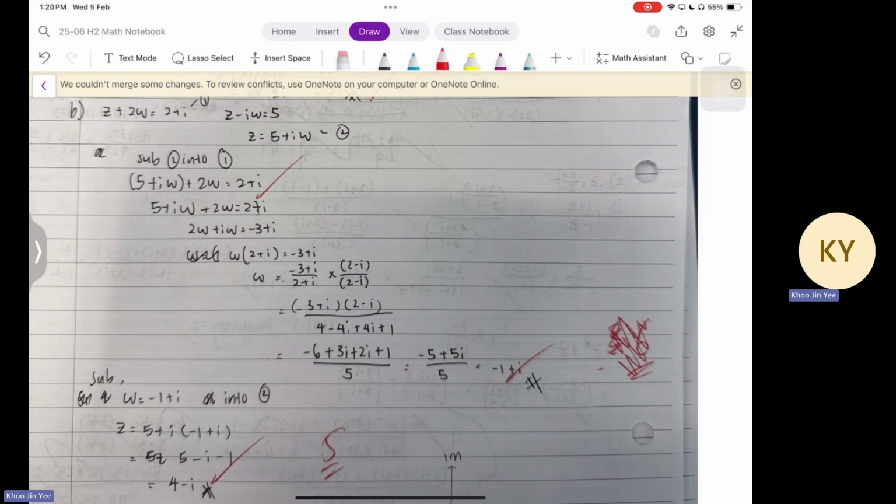Technically, you don't need to do all these steps. From here to here, you can use GC because they never say you cannot. I'm encouraging you to use GC because this is a waste of time. Just type the i, change mode to complex. After that, substitute w into this, then 4 minus i. After you find w, don't forget to find z because it's a simultaneous equation. We're solving for z and w.